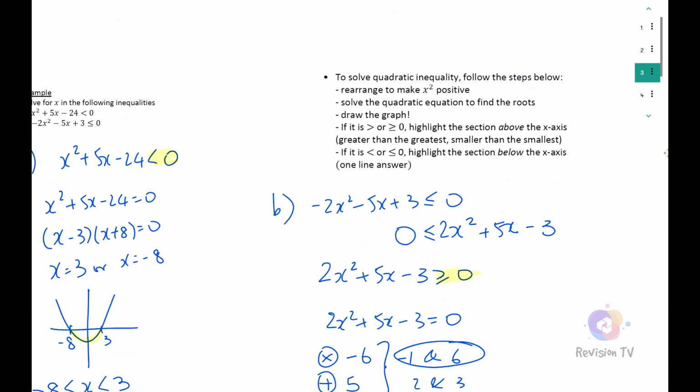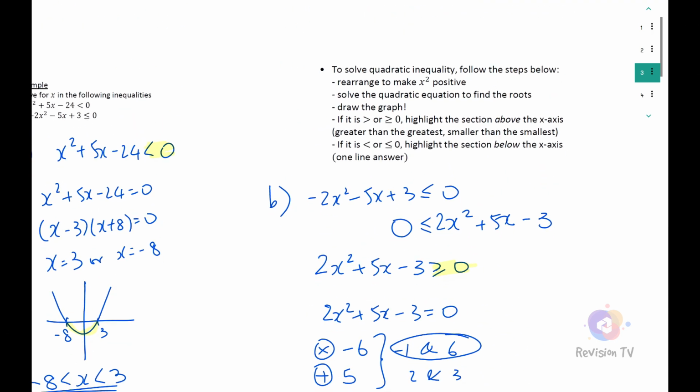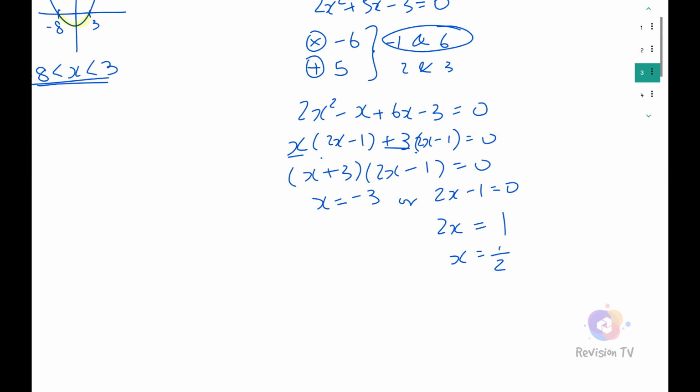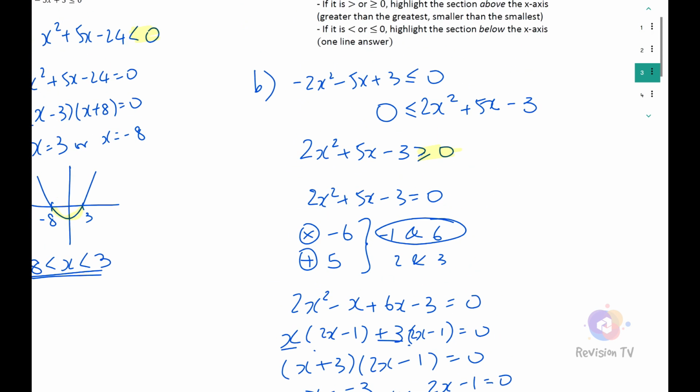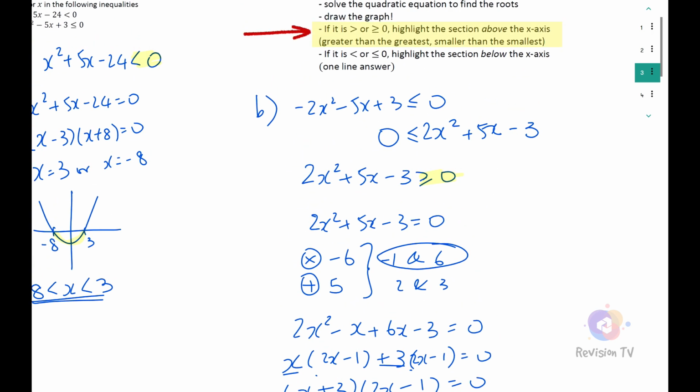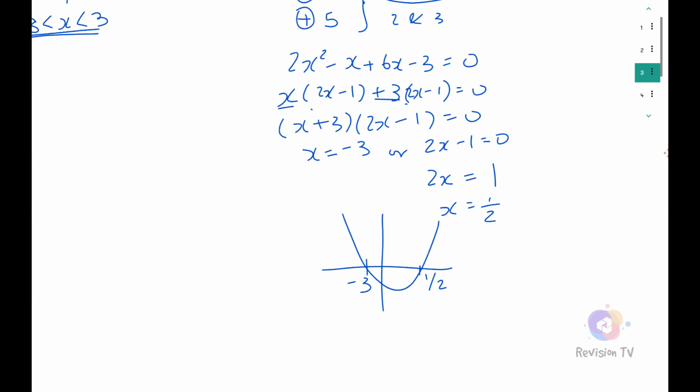So after we solve that, we need to draw the graph. Yes, draw the graph, my favorite line. So x is minus 3.5. That means crossing the x-axis both from negative and positive, like this, minus 3.5. Now our inequality is greater or equal 0. If it's greater or equal 0, we highlight the section above the x-axis. So we'll highlight the section above the x-axis.